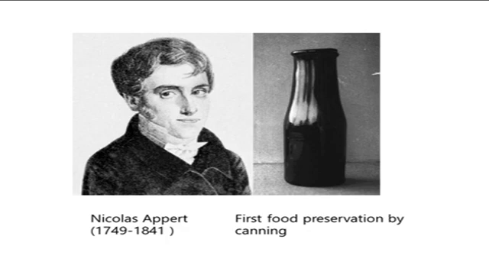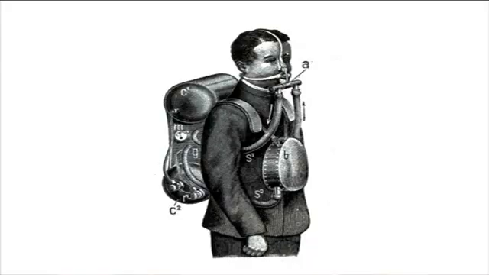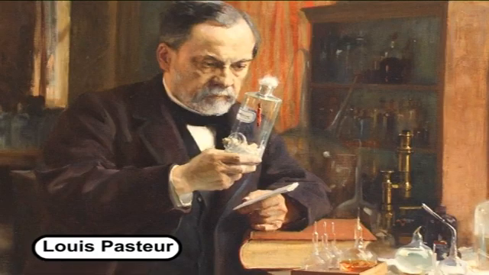Nicolas Appert developed the first food preservation by canning. In 1837, Schwann showed that heated infusions remain sterile in the presence of air, which was supplied by passing it through heated coils. Critics concluded that heating changed the effect of air, as it was needed for spontaneous generation. Louis Pasteur was the first person to prove the relationship between microorganisms in infusions and the chemical changes that took place in these infusions. Pasteur concluded that all the fermentative processes were caused by microorganisms. Fermentations, for example alcoholic, lactic or butyric, were the result of specific types of microorganisms.